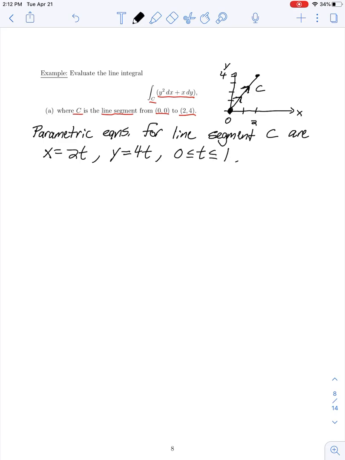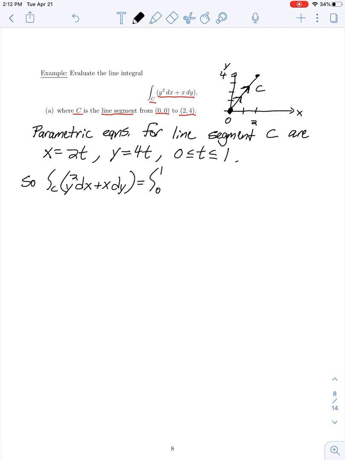So once we have these parametric equations, we can set up our line integral as an integral in terms of the parameter t. So here we had the line integral over C of y squared dx plus x dy.